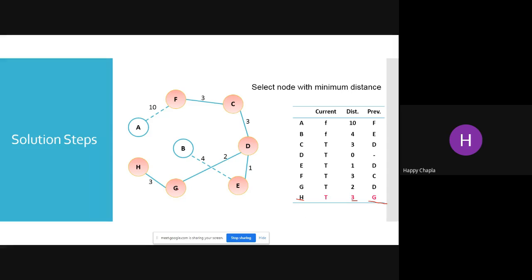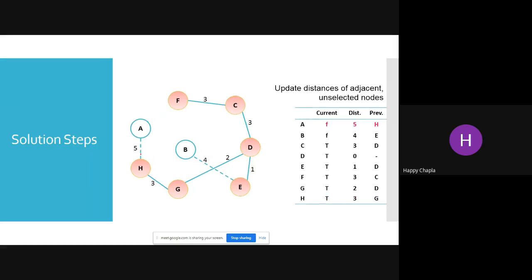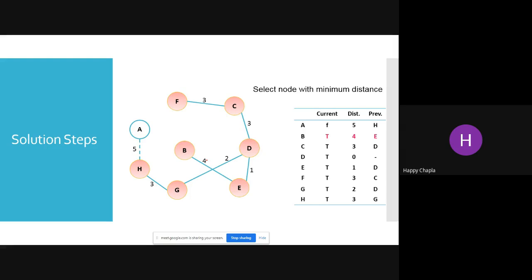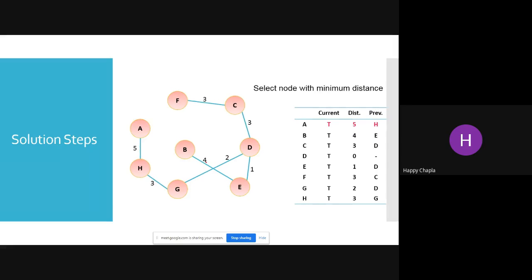Clear? Now find out the next adjacent from H. The adjacent of H is A with 5. We cannot take that 10, because otherwise it will make a cycle. So the unselected are 5 and 4. We must take this one, E to B, with cost equal to 4. And now the only adjacent remaining is the A node.